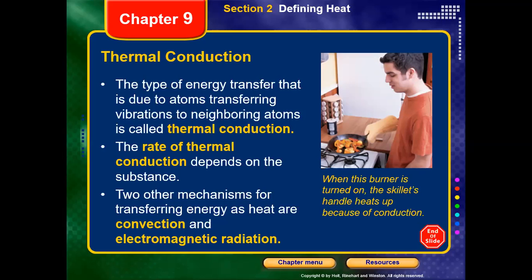Number 3, radiation. So we know conduction, convection, and the third type is radiation. What is radiation? Radiation is the third type of method of transferring heat. And this type happens in gases or space. This is how we feel the heat which comes from the sun.